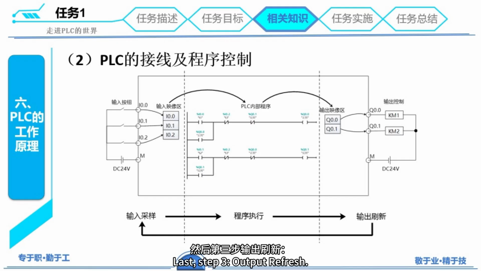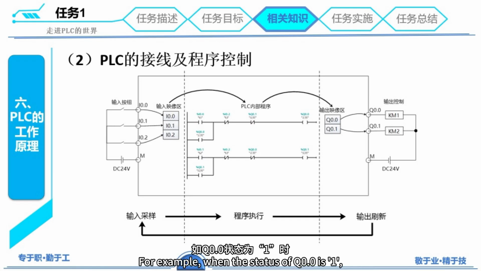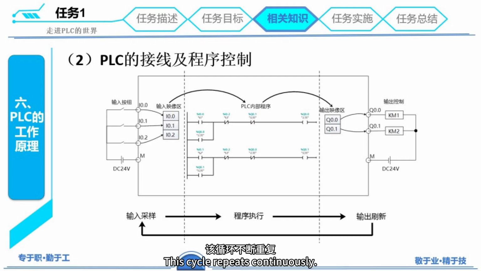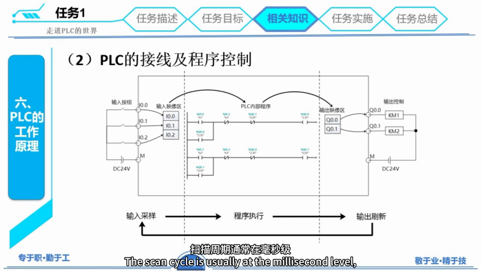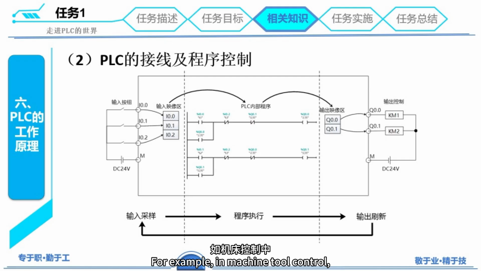Last, Step 3, Output Refresh. After program execution is complete, the PLC stores the operation results in the output image area and then transmits them uniformly to the output devices to drive the field devices to act. For example, when the status of Q0.0 is 1, the output module turns on the KM1 contactor and the motor runs forward. This cycle repeats continuously. The scan cycle is usually at the millisecond level, ensuring the PLC responds to field changes in real time. For example, in machine tool control, the PLC scans every 10 milliseconds. It can quickly detect tool position signals and adjust the feed rate to ensure machining accuracy.